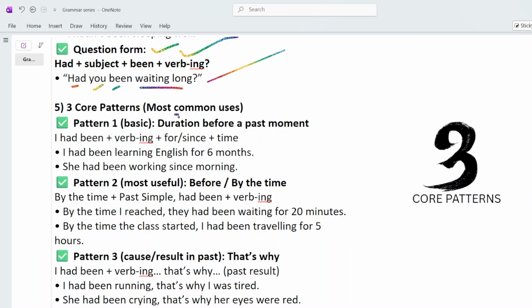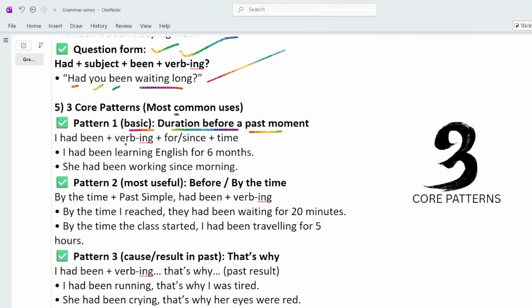All right. Also, you can look at using a combination of tenses, talking about the same tense but still combining it with some other tenses as well. So let's look at it to get a better understanding. Pattern one is basic. It talks only about duration before a past moment. That means I had been verbing.